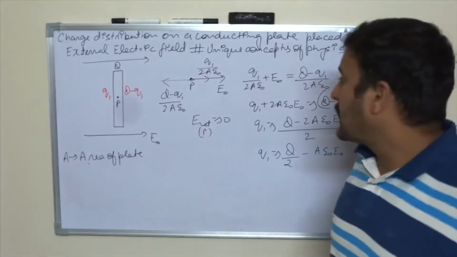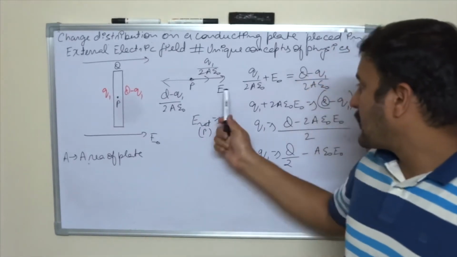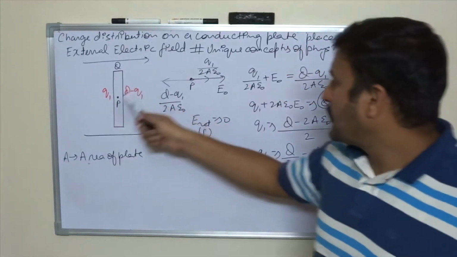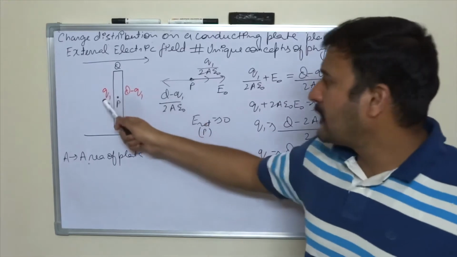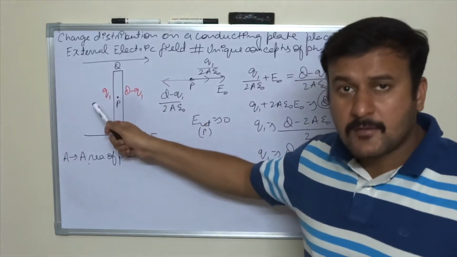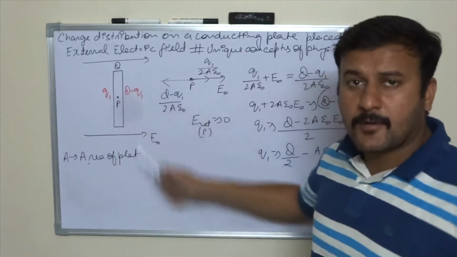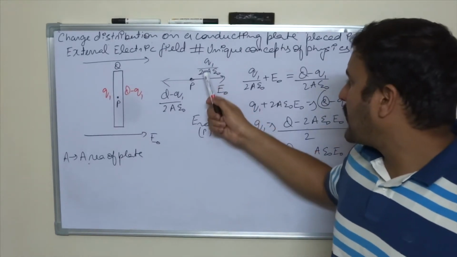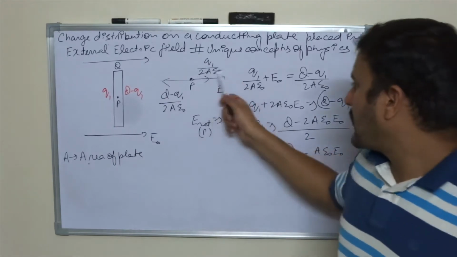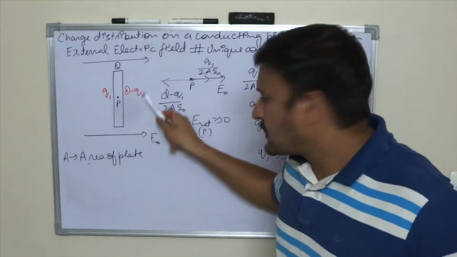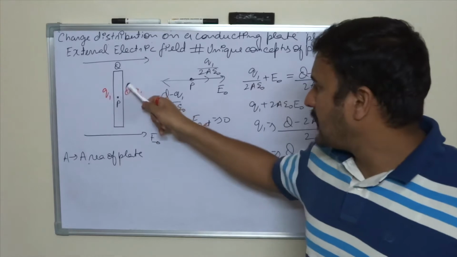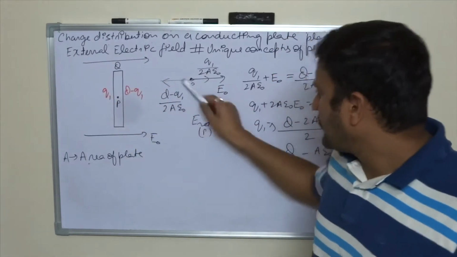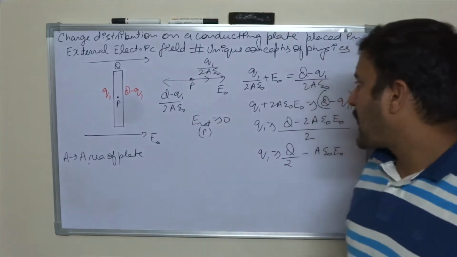So the electric field at point P should be one due to the external field E0, and another due to this charge, and we will write the electric field of this charge as sigma upon 2 epsilon naught. We already know the formula. So it is sigma, that is Q1 upon area, upon 2 epsilon naught, and I am assuming this charge also to be positive. So its electric field will be towards the left side. It will be (Q minus Q1) upon 2A epsilon naught.